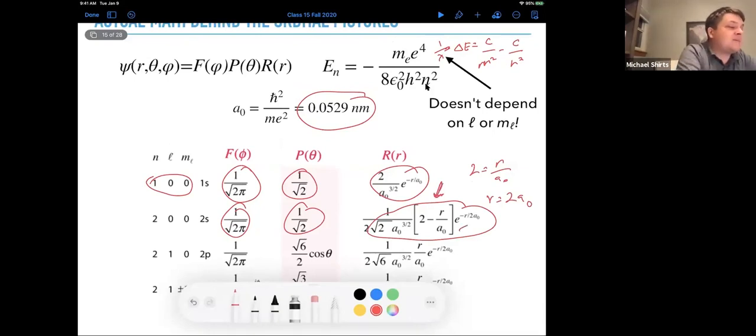And now we've got an exponential factor. How fast does it decay off? Now we're dividing by 2a0. Why? Because it's n equals 2.